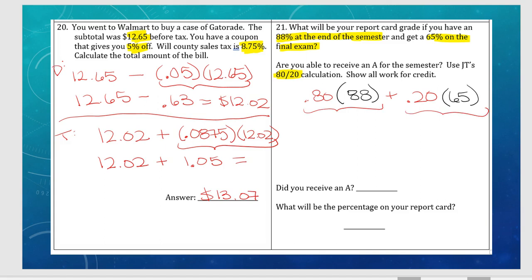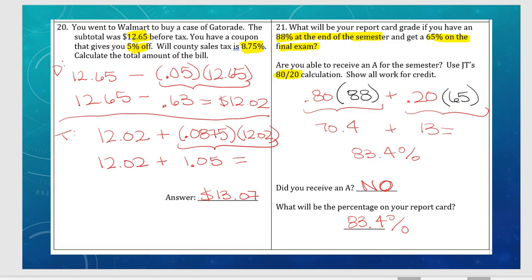So 0.8 times 88 is 70.4. 0.2 times 65 is a nice 13. It looks like 83.4% is going to be our report card grade. And the question, did you receive an A? That would be no, we did not receive an A.